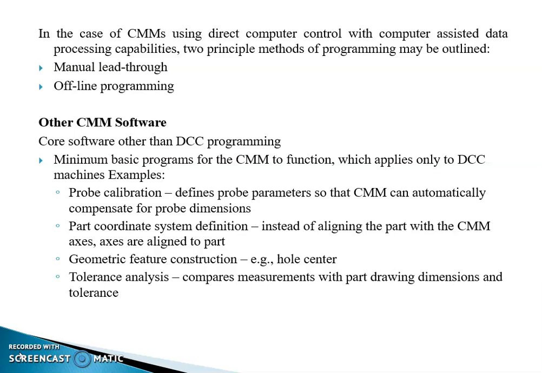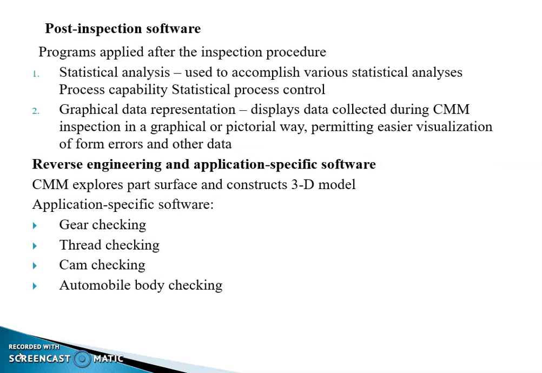Next one is part coordinate system definition. Instead of aligning the part with the CMM axes, the axes are aligned to the part. That is coordinate system definition. Next, geometric feature construction. For example, defining the hole center like that. And last one, tolerance analysis. This compares the measurement with the part drawing dimension and tolerance. That is tolerance analysis.